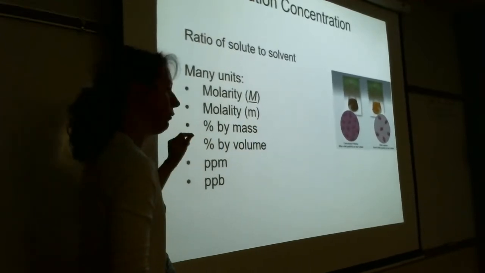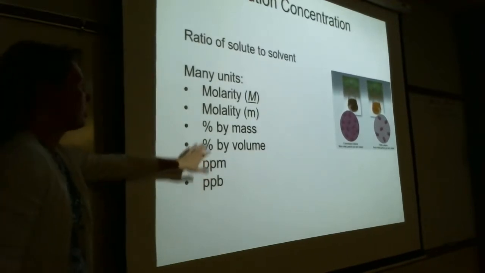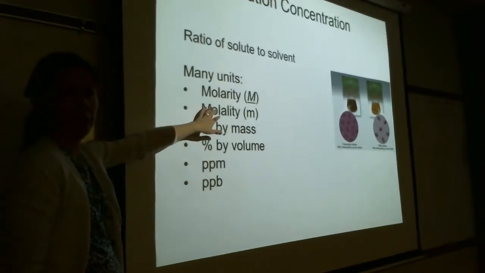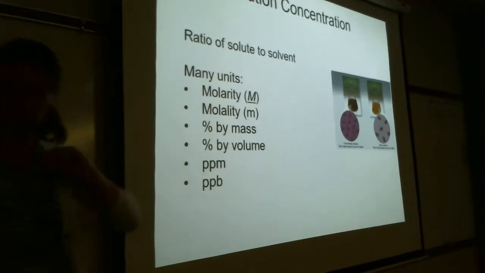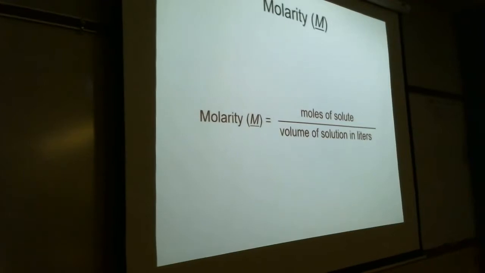Percent by mass, percent by volume, those are two really easy ones. And parts per million and parts per billion are pretty easy too. So basically, if you can make it through molality today, that's the toughest one we're going to do, because you already know molarity. So let's review molarity just to make sure we remember.